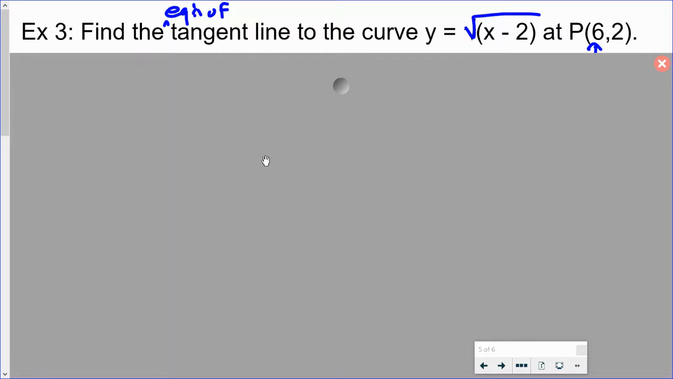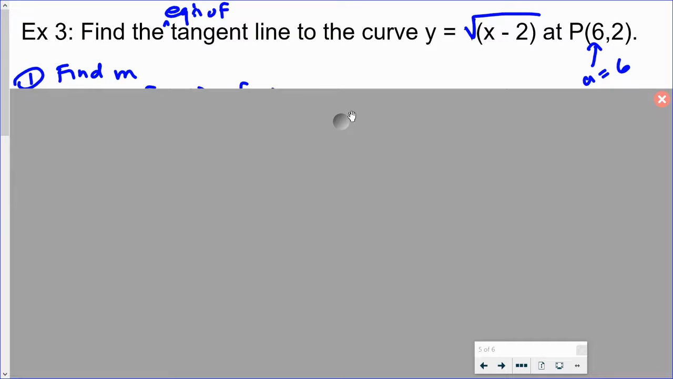So for example 3, we're going to find the equation of the tangent line to the curve y equals square root of x minus 2 at the point (6, 2). So first thing, if I want to find the equation of the tangent line, sometimes they just say find the tangent line. They mean write an equation for the line. Then I need to know the slope and a point. And they've given me a point. And since this is the point that they've given me, that means that the x value that I care about is 6. That's the a value in my difference quotient.